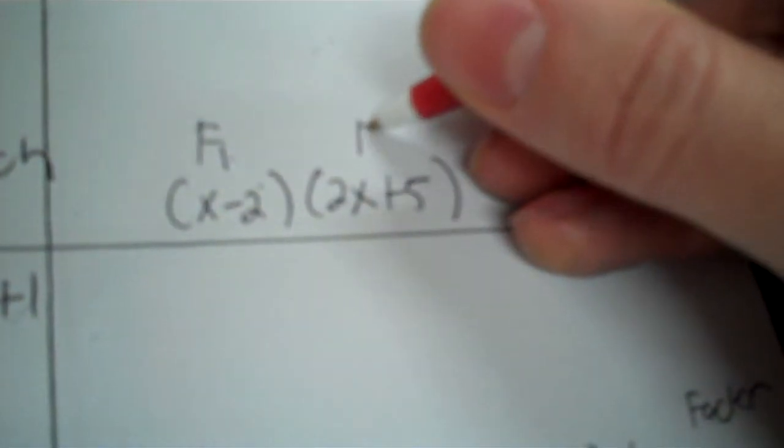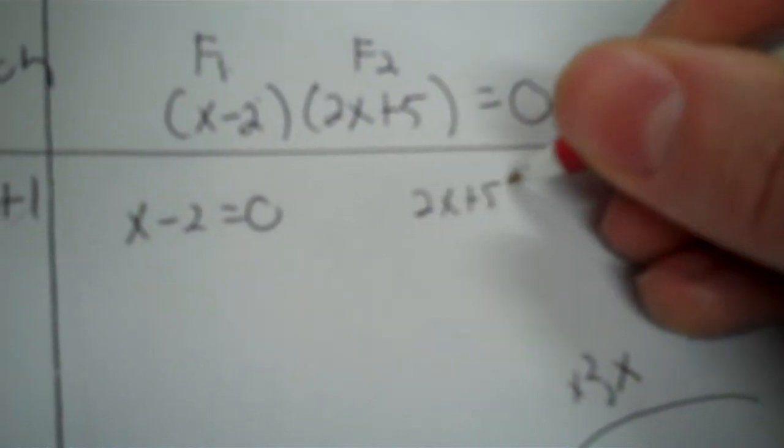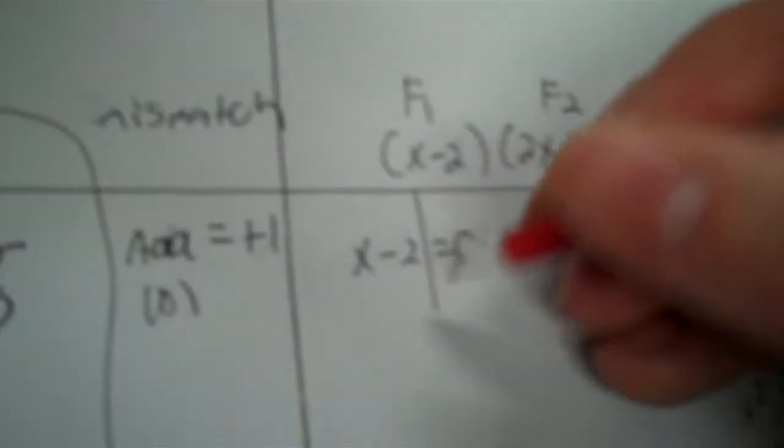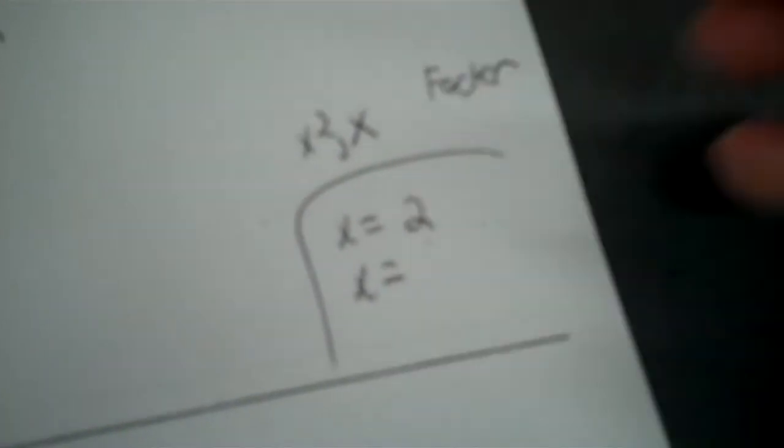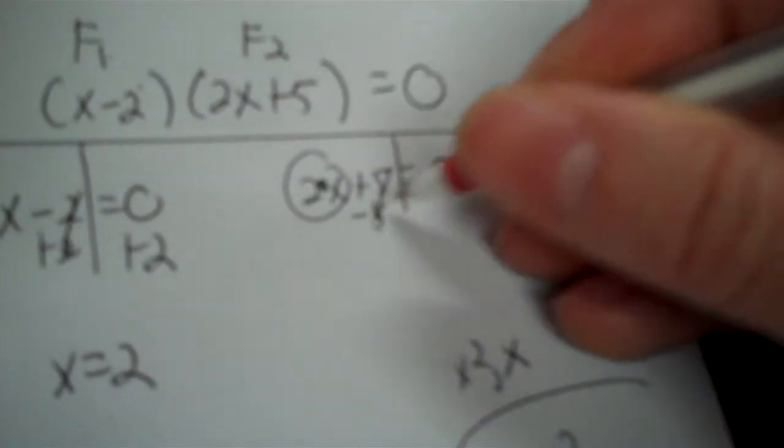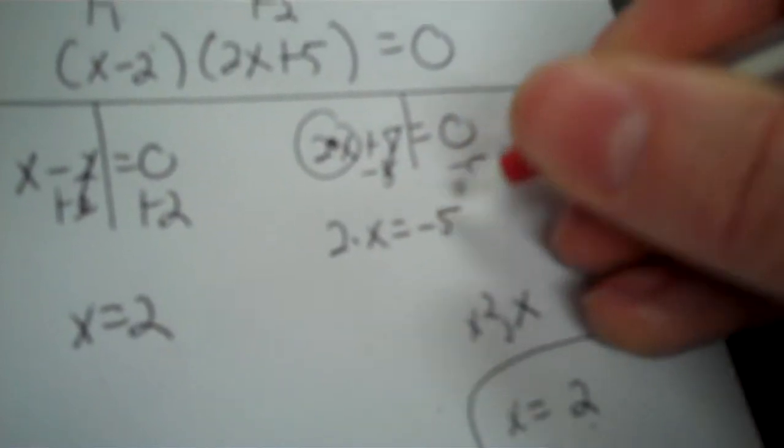Okay, so there we have it. F1, F2. So x minus 2 could equal 0, or 2x plus 5 could equal 0. Plus 2, that would be 2. Now here I have a 2 times and a plus 5, so we need to get rid of the plus 5 first by minusing 5. That would be negative 5.